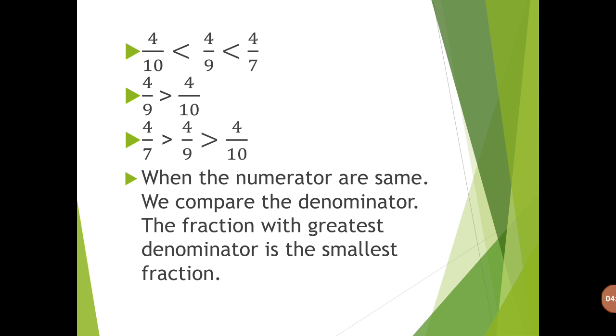So we can say that 4 upon 10 is smaller than 4 upon 9 and 4 upon 9 is smaller than 4 upon 7. In other words, 4 upon 9 is greater than 4 upon 10 and 4 upon 7 is greater than 4 upon 9. So we can say that when the numerators are the same, we compare the denominators. The fraction with the greatest denominator is the smallest fraction.